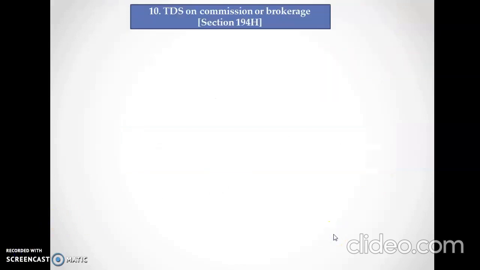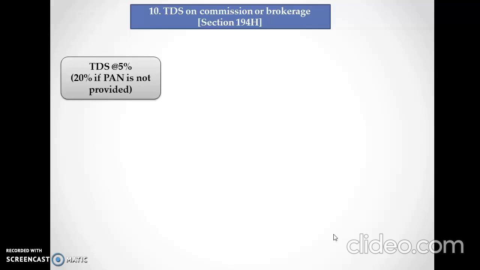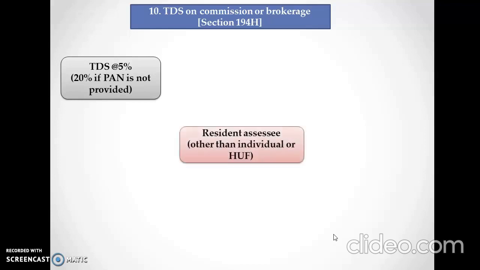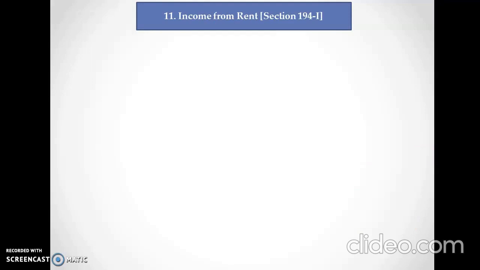Next type of income is TDS on commission or brokerage, covered under section 194H. TDS at the rate of 5% shall be deducted, and if PAN is not provided, then at the rate of 20%. On what? On commission or brokerage income, for a resident assessee other than individual and HUF, and if the commission or brokerage amount exceeds rupees 15,000, then TDS at the rate of 5% shall be deducted.